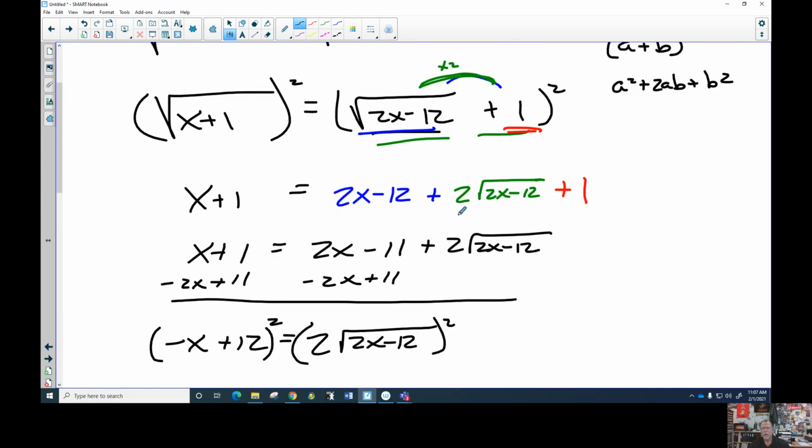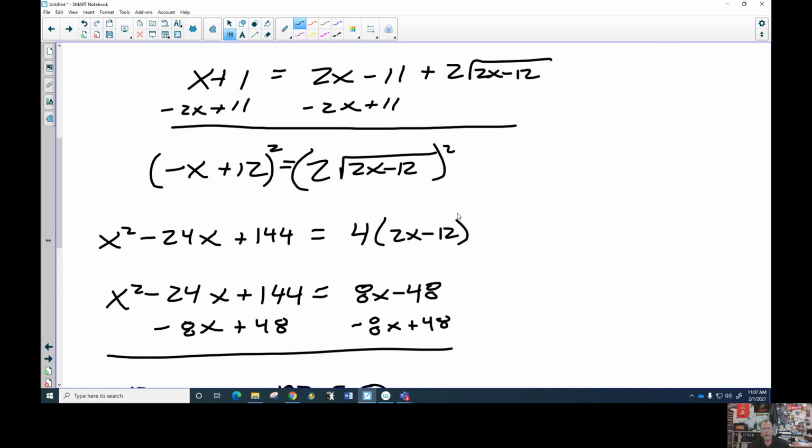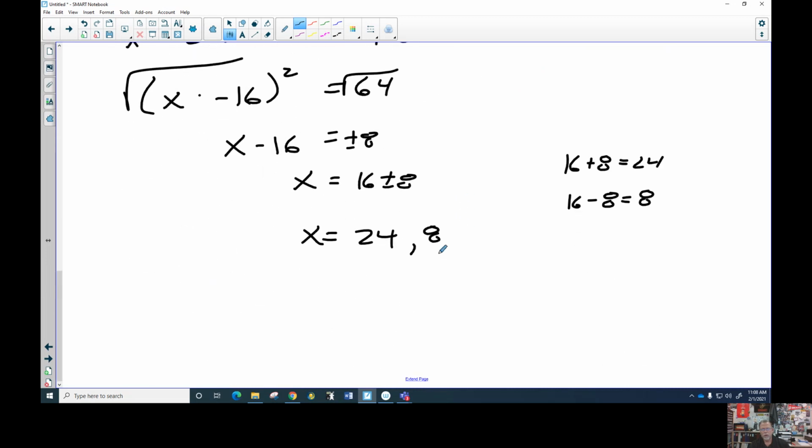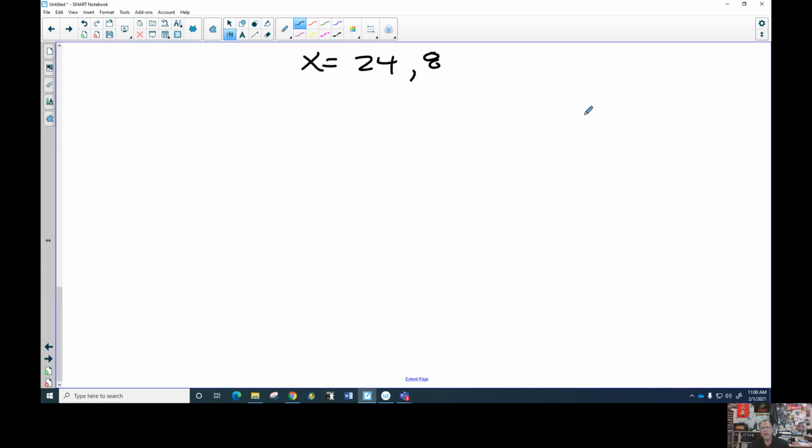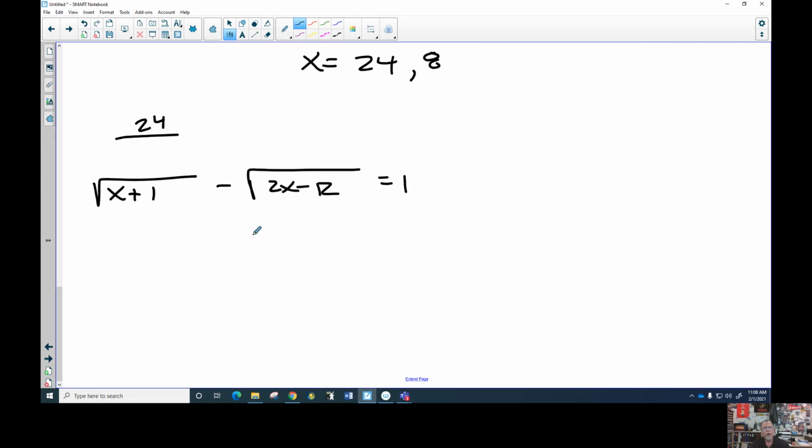Let's go back to our original statement here. And in fact, there's no room. I'm just going to do it down here. Let's check down here. All right, so checking for 24. And we have the square root of x plus 1 minus the square root of 2x minus 12 equals 1. And we're going to plug in 24. So we're going to get the square root of 25 minus the square root of twice 24 is 48 minus 12 is 36 equals 1.